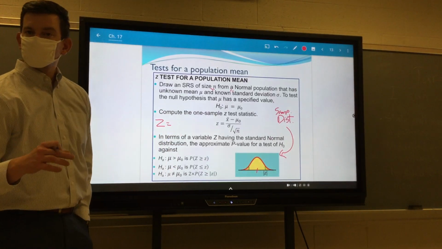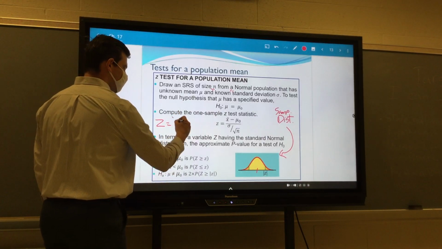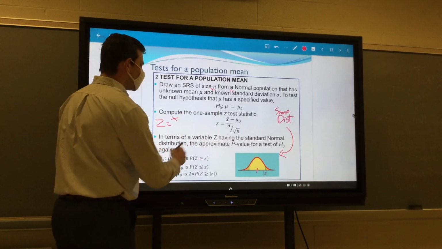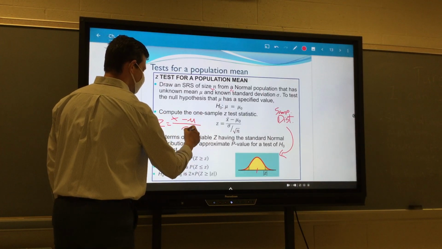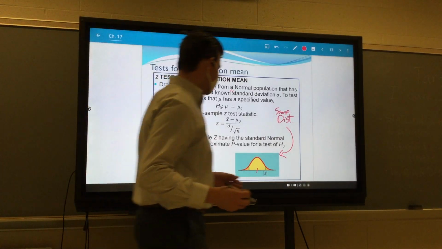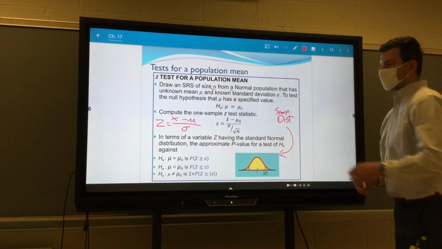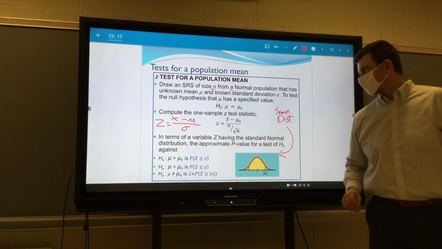Back in the first semester when we were looking at population distributions, a z-score was found by x, our value, minus the mean of that population divided by the standard deviation. That gave us a z-score, which related us in the population distribution to where we fit in with everybody else.